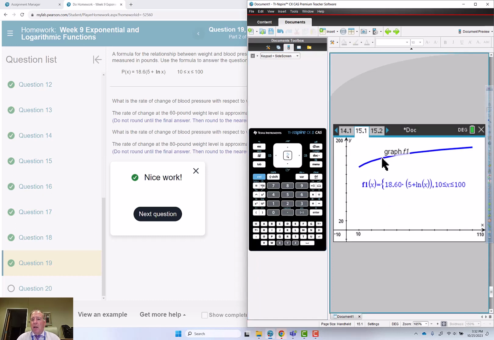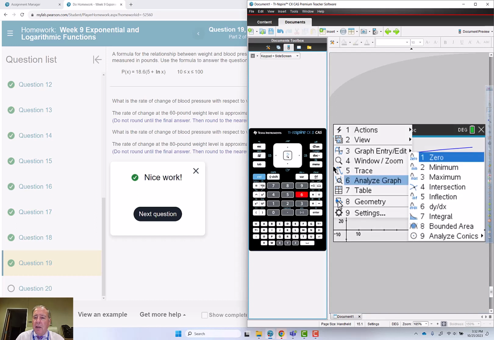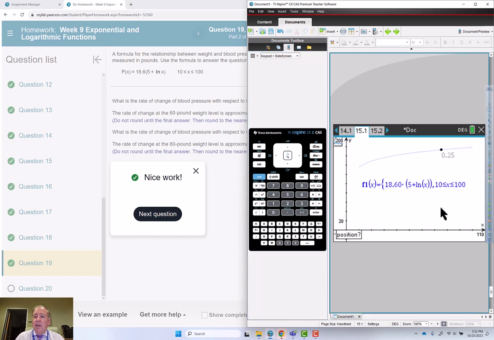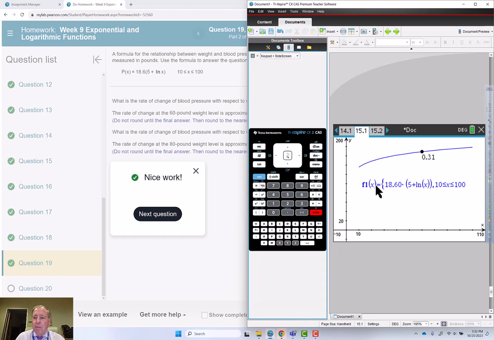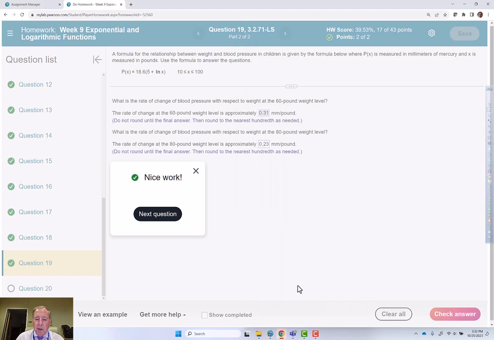So there's my logarithmic function, and I can get the derivative out of the graph. Menu, 6 for analyze graph, and then 6 is dy over dx, the derivative. So it says position. So the first one I want is at 60. And there's a little box here with a 60 in it that you can't see. Enter. So 0.31. Yep. And then menu 6, 6, 80. And here we can see the little box. Enter. And 0.23. So we got that there.